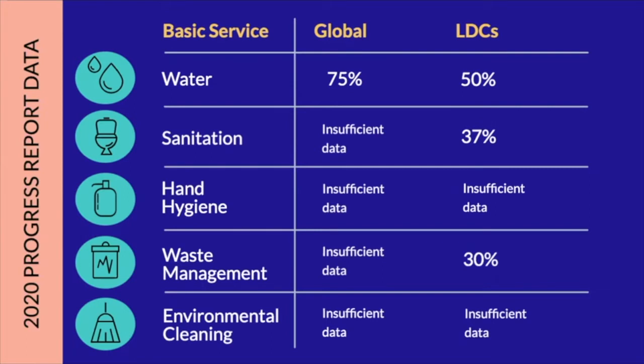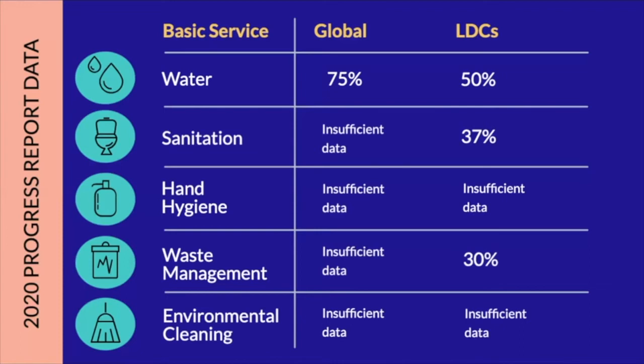So here's a summary of the basic service levels, looking globally, and then they also did a breakdown for the 46 least developed countries. For example, for water, 75% of facilities globally have access to basic water services. In least developed countries, it's 50%. For sanitation, hygiene, and waste management, there is insufficient data for a global estimate.